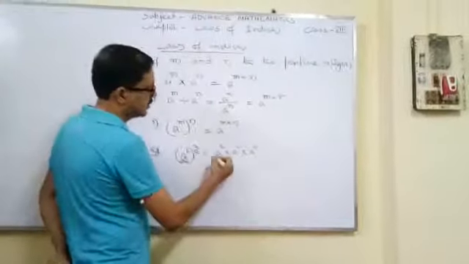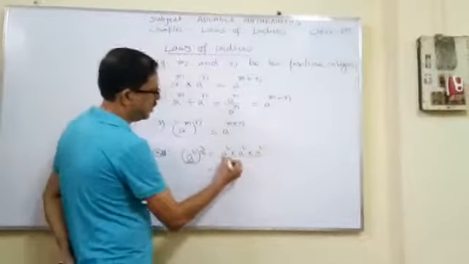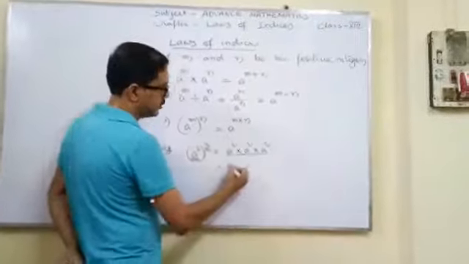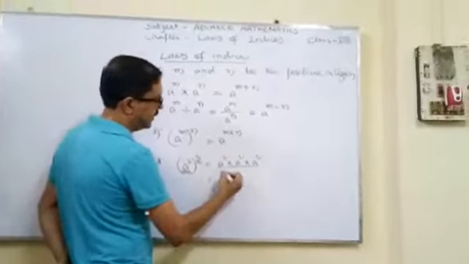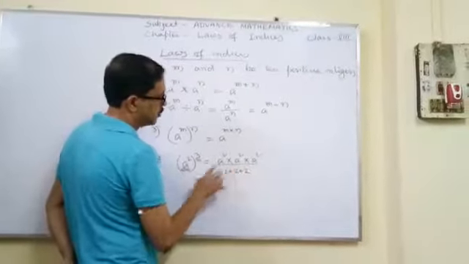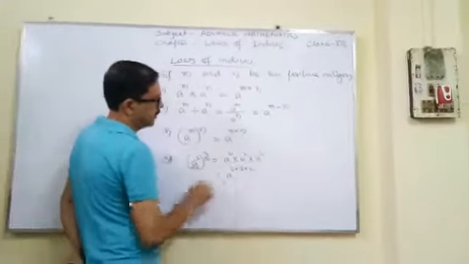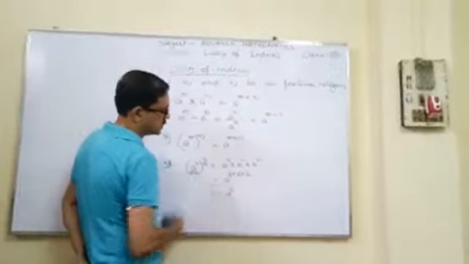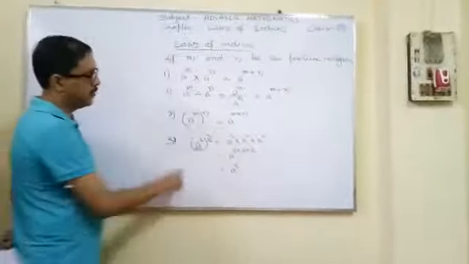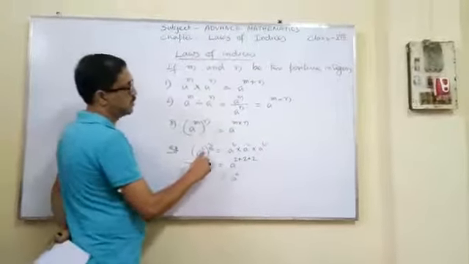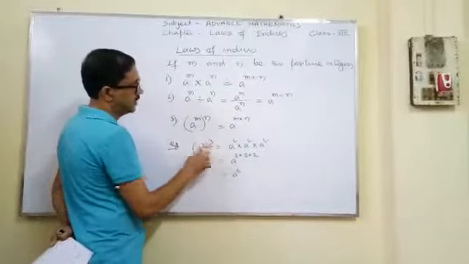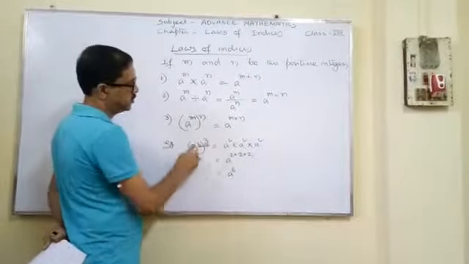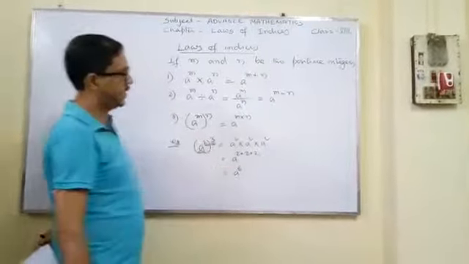After that, the bases are the same in all 3 terms, so the powers will be added: 2 plus 2 plus 2, which is equal to 6. So a to the power 6 is there. How is it a to the power 6? If it is a squared to the power 3, then the two terms 2 and 3 are multiplied to each other: 2 into 3 equal to 6. So it is a to the power 6.